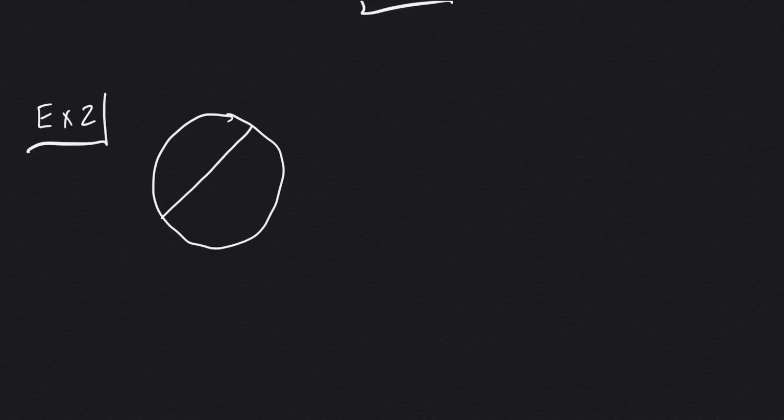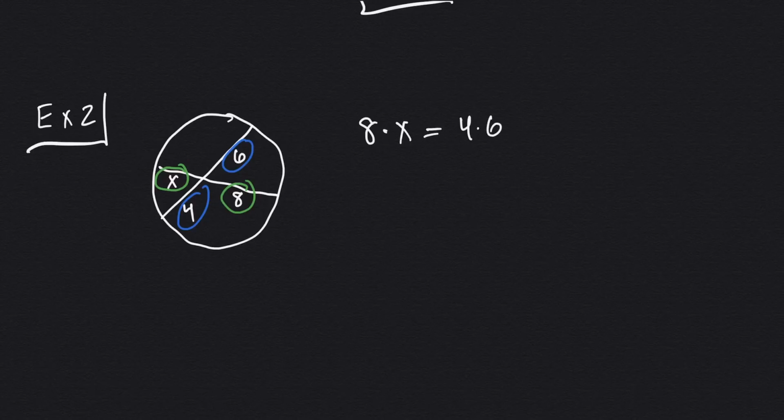Circle with two chords that intersect. And for this one, let's say this piece here is 4, that piece is 6, and then this piece down here is 8, and I'm looking for that one. So again, the key is to identify the two pieces of the same chord. So in this case, it would be 4 and 6, and X and 8. So now here's our equation. 8 times X equals 4 times 6. Simplify that to 8X equals 24. Divide both sides by 8. And our missing piece is length 3.